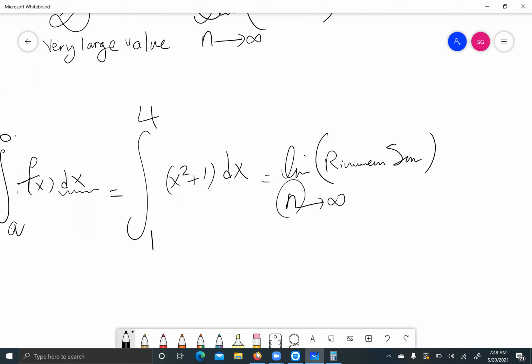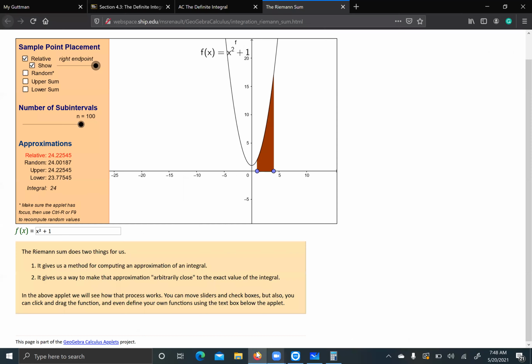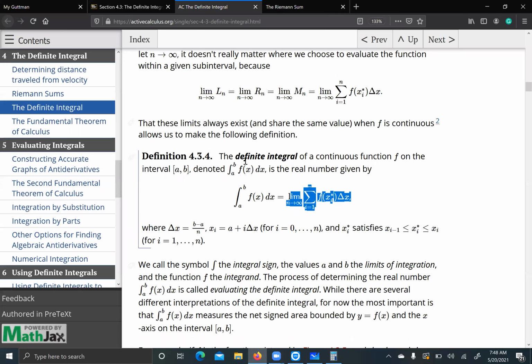What is n? It's the number of subintervals, the number of rectangles. So that means you take the Riemann sum of this function, x squared plus 1, over the interval from 1 to 4, and then increase the number n. That's the integral. That is what we call it, and it's called definite because we are doing it over a closed interval, which in this example is 1 to 4.